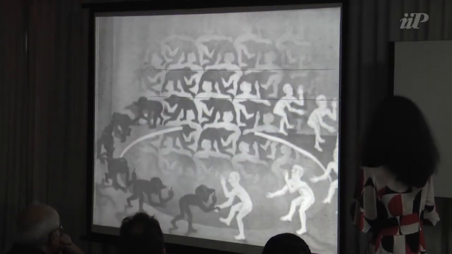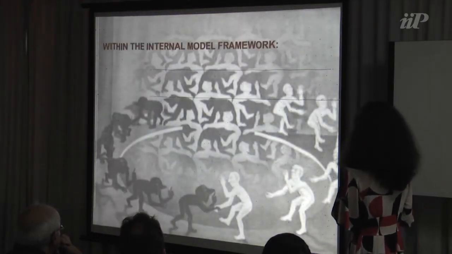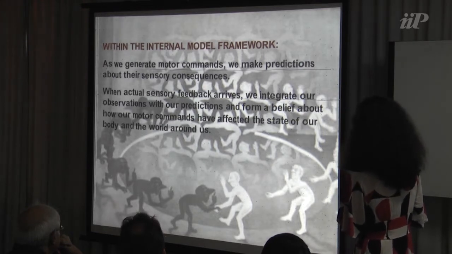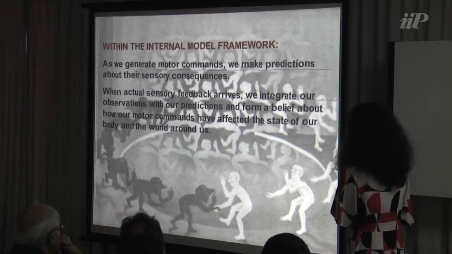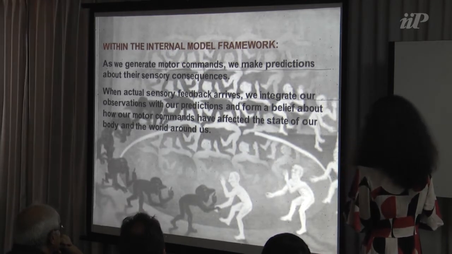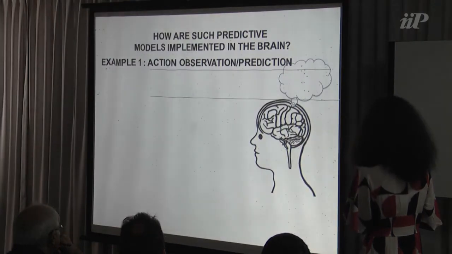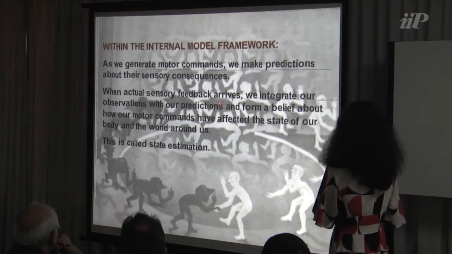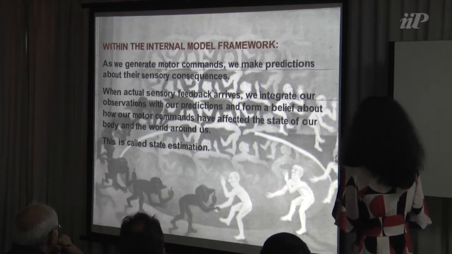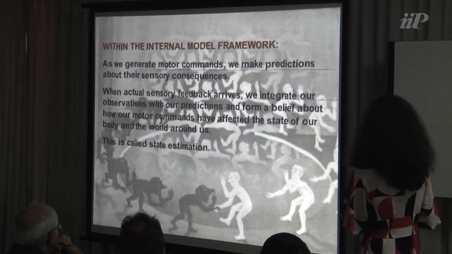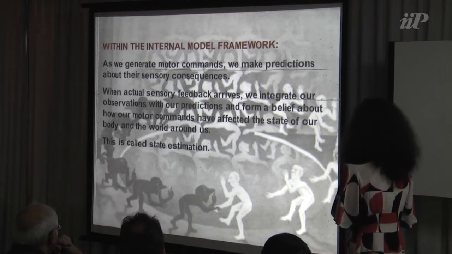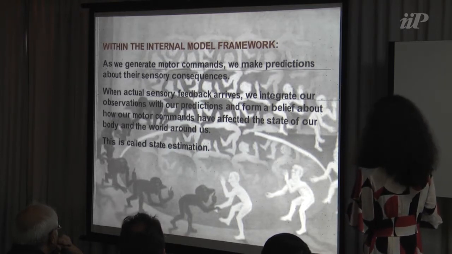So the idea within this framework is, as we generate motor commands, we make predictions about their sensory consequences. And when you have a feedback, you integrate your observations with our predictions and form a belief about how our motor commands have affected the state of our body and the world around us. So this is what we call the state estimation.